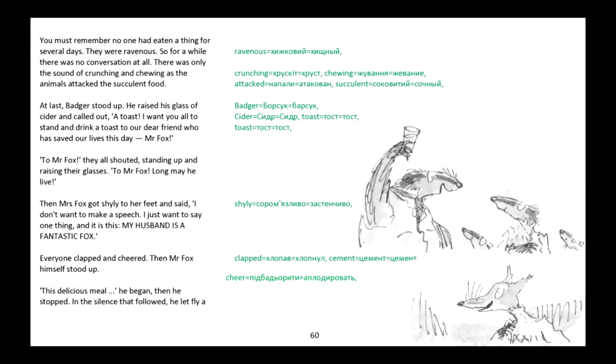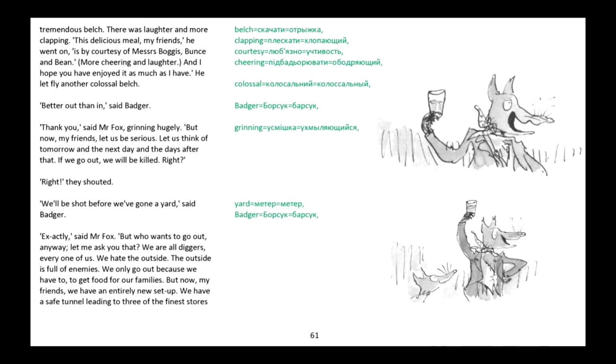"This delicious meal," he began, and then he stopped. In the silence that followed, he let fly a tremendous belch. There was laughter and more clapping. "This delicious meal, my friends," he went on, "is by courtesy of Messieurs Bogus, Bunce, and Bean." More cheering and laughter. "And I hope you have enjoyed it as much as I have." He let fly another colossal belch. "Better out than in," said Badger. "Thank you," said Mr. Fox, grinning hugely.